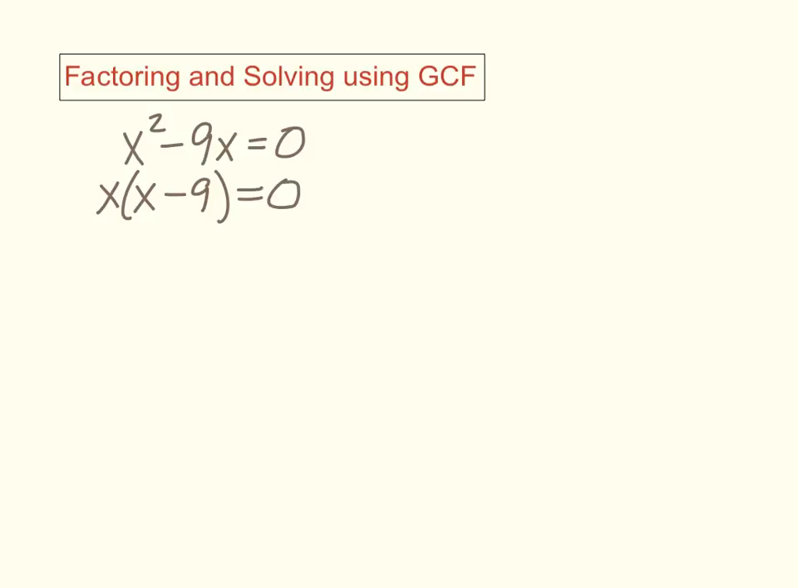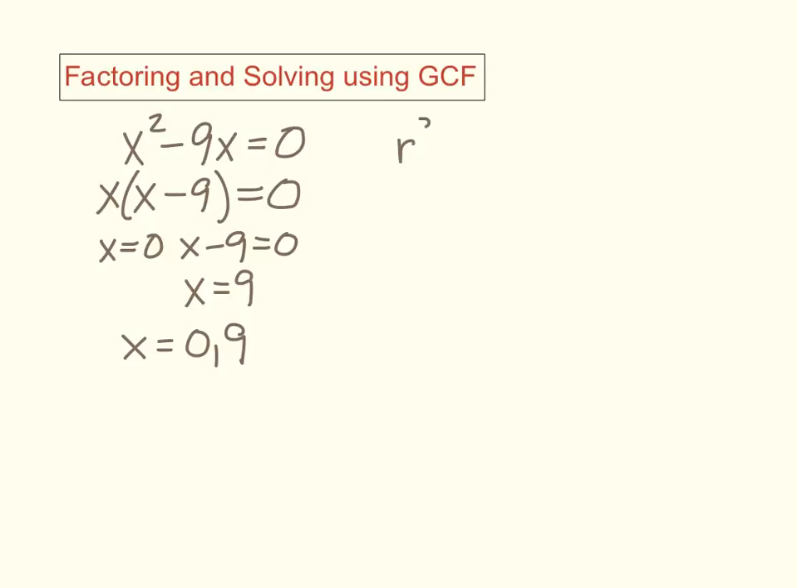And this is just like before. Here I have two things being multiplied together. Either x is equal to 0 or x minus 9 equals 0. And of course, if x minus 9 equals 0, then x equals 9, and therefore my two solutions are 0 and 9. Another example of using the greatest common factor.